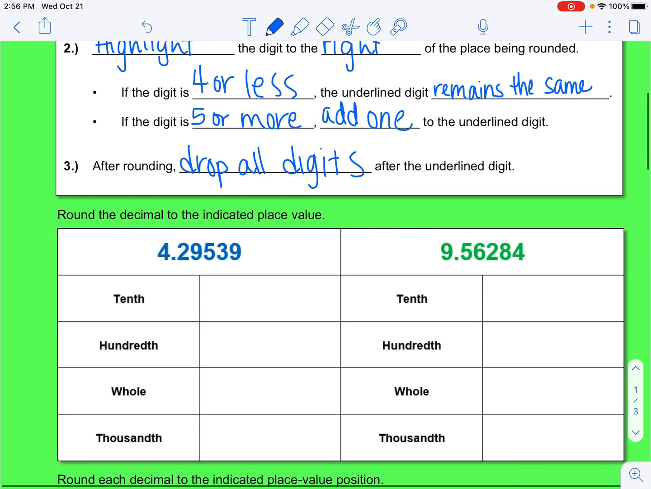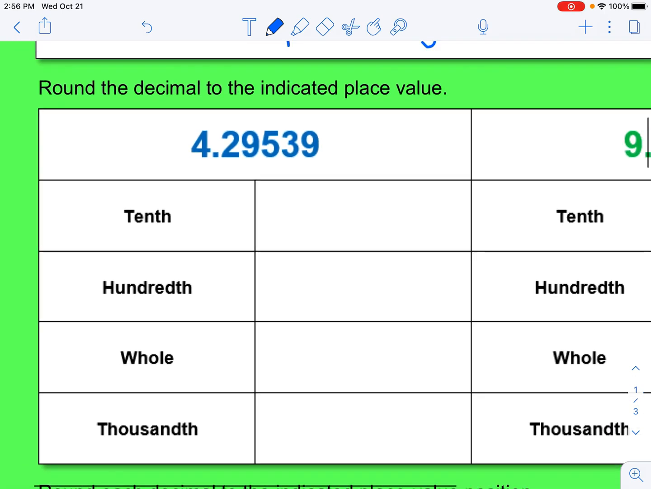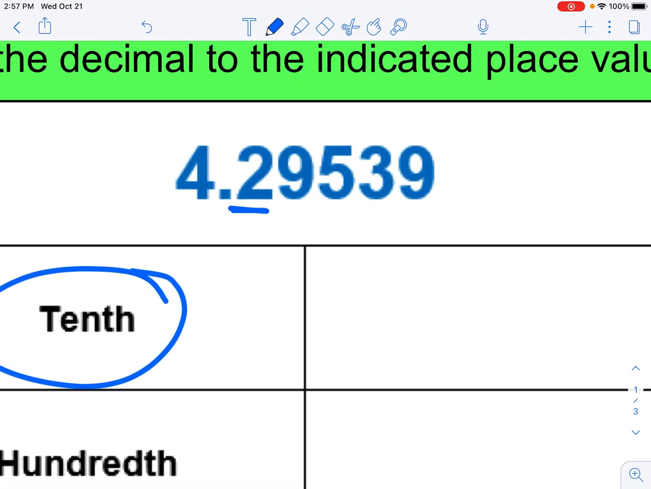Let's see how I could actually round some of these numbers. I'm going to start with the first one, 4 and 29,539. What place value is that in? Hundred thousandths. Okay, that's a big number. So what we need to do is round to the tenths place. That's the one we're going to start with. So we underline the digit that is being rounded. The tenths place, this 2 is in that tenths place.